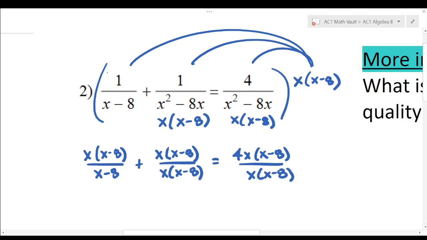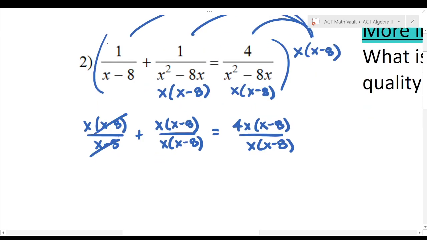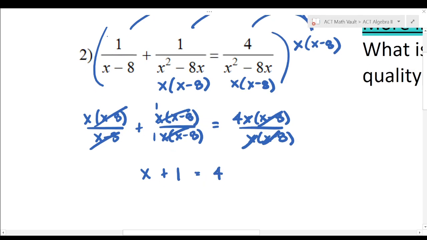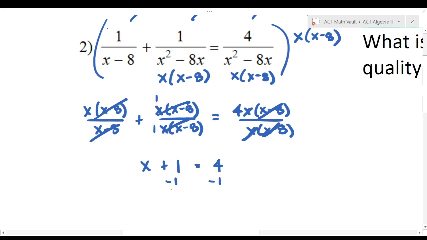Okay, now the fun part. These will cancel. These will cancel, so this will just be 1 over 1. These cancel, and so we're left with x plus 1 equals 4. Solve on both sides by subtracting 1, and we get x is equal to 3.